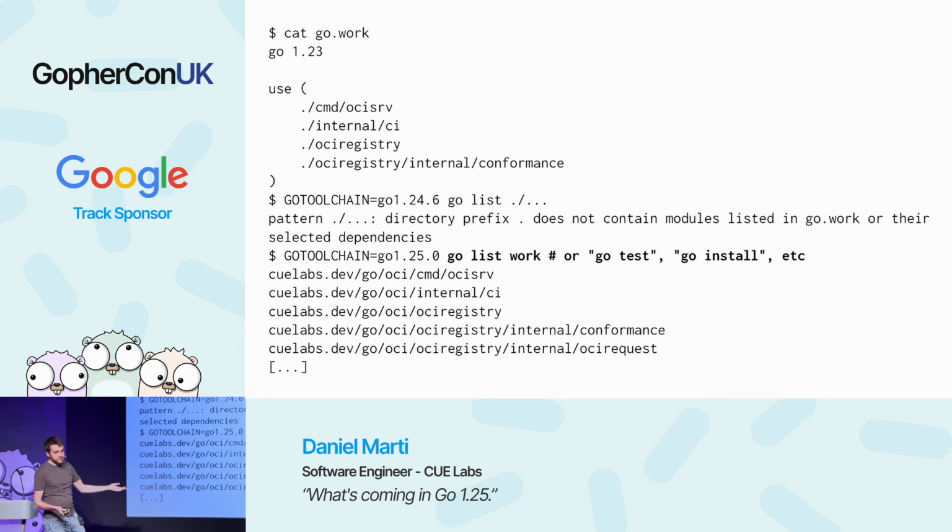And this will work with go test. It will work with go install. So for example, if you've got a CI on a monorepo with a workspace, you could do go test work instead of having to cd module 1 and then go test, cd module 2 and then go test, and so on.